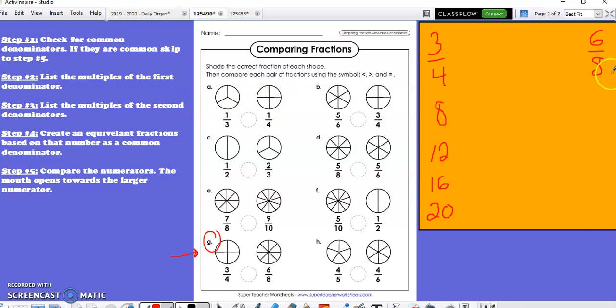Listing the multiples of the second denominator, 8, would look and sound like this: 8, 16, 24, 32. And you could stop right there for a couple of reasons. First of all, I notice at least 2 common denominators: my 8 and my 8, which would mean I wouldn't have to change 6/8. Or if you're like me, you see this 16 to the 16. Once you notice that 16 is a common denominator that can be used for these fractions, you're done with step 3 and ready to move on to step 4.